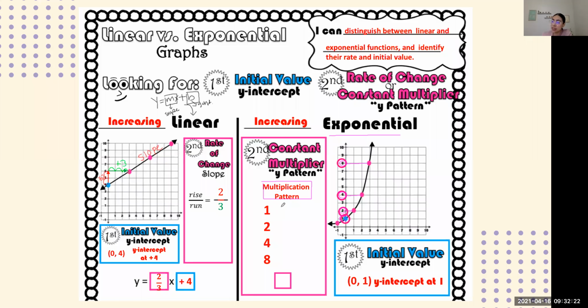All right, anybody here that wants to tell me what the pattern is from 1 to 2? What are we multiplying by? From 2, oops, no, I gave it away.